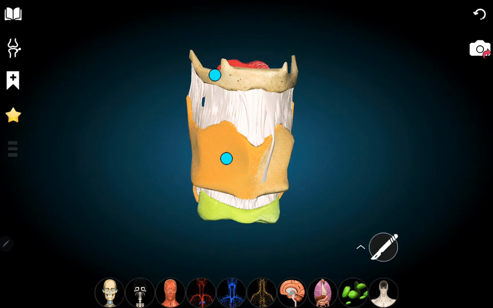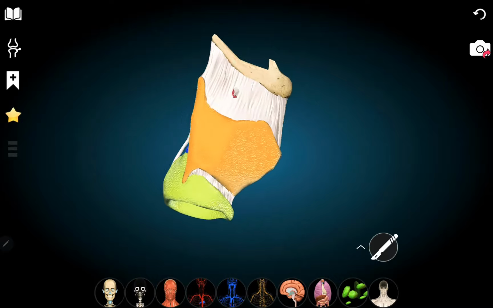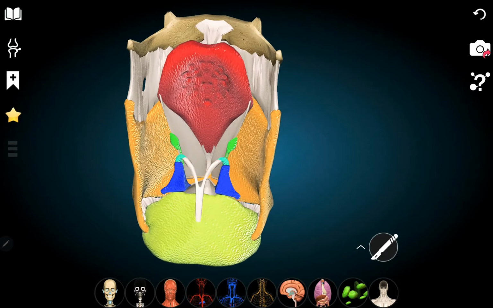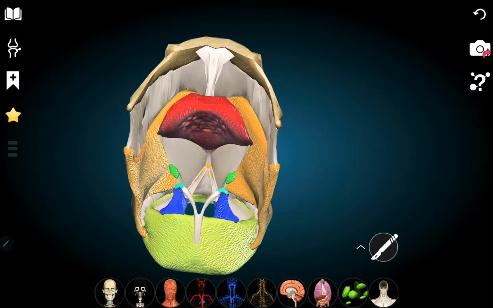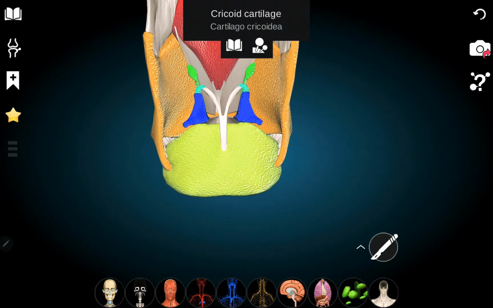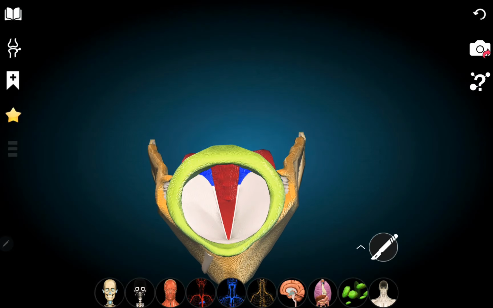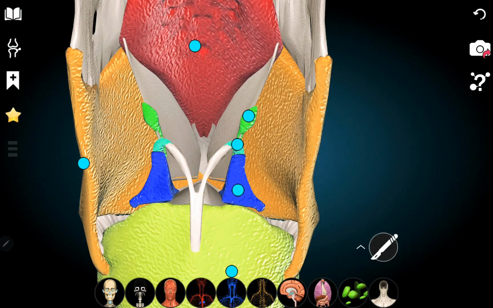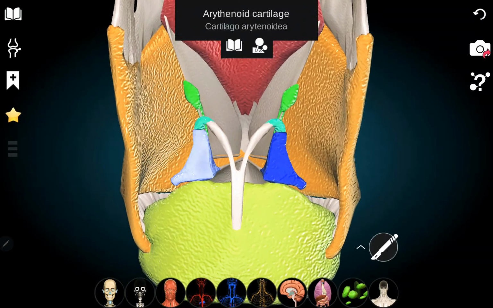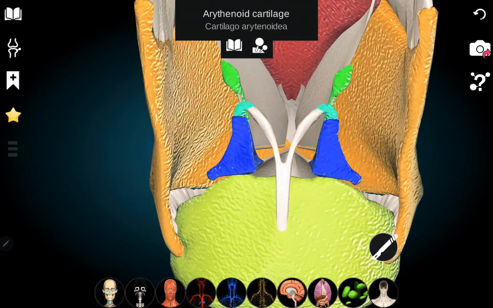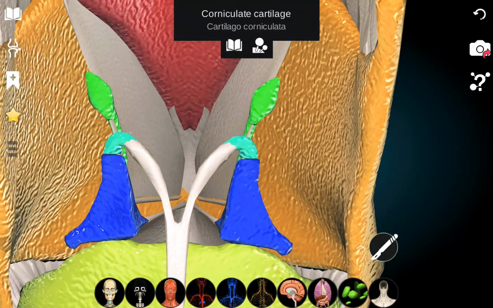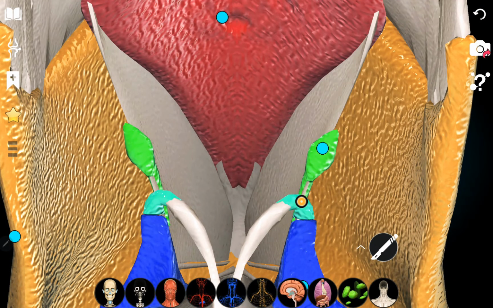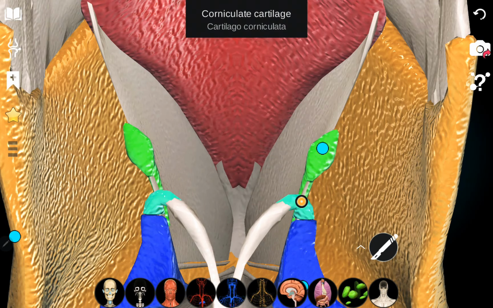Now if you see this cricoid cartilage, it is a signet ring shape. From the posterior aspect, the thyroid cartilage is open posteriorly, right? So there is only an anterior and lateral boundary, while the cricoid cartilage is ring shaped. In the posterior view, you can also see the arytenoid cartilages, one in the blue. You can also see the corniculate cartilage, this one. And up superiorly, you can see the cuneiform cartilages, the leaf shaped ones.